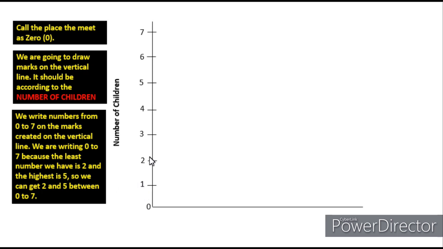So the calibrations that you did, you number. This is 0, 1, 2, 3, 4, 5, 6, 7.